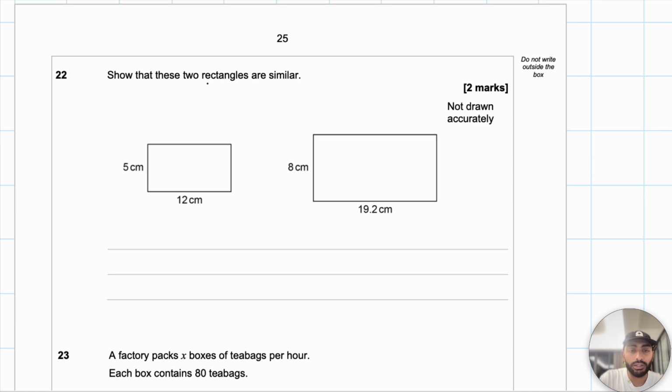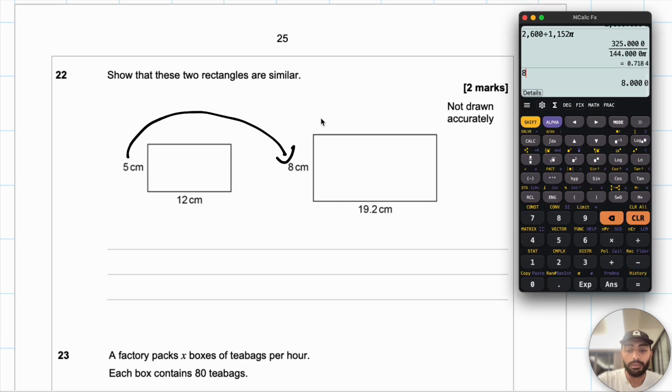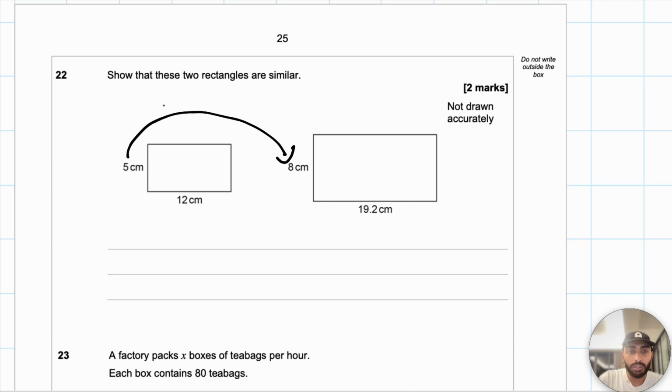Question 22. Show that these two rectangles are similar. Similar just means one is an enlargement of the other. It's been multiplied by something on all sides to give the other one. So let's see, what have we multiplied by 5 to get to this 8? If I do 8 divided by 5, 5 has been multiplied by 1.6 there to get to 8.